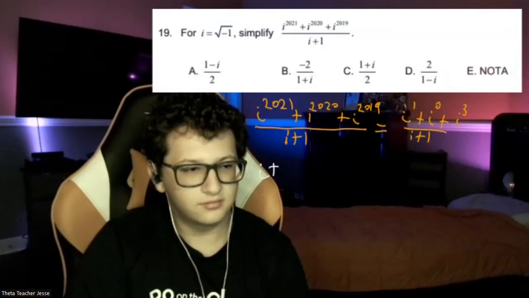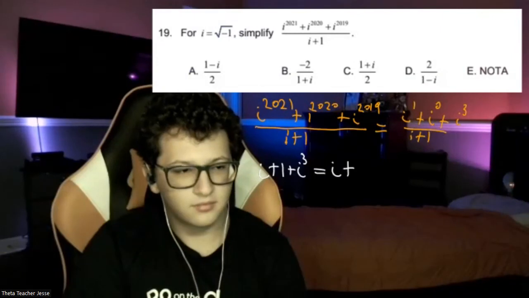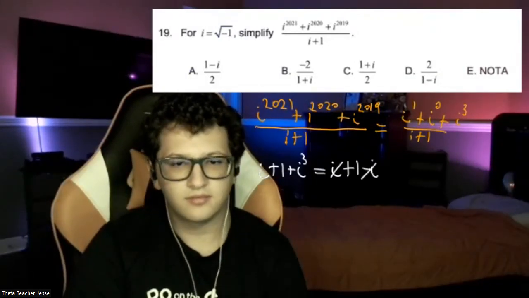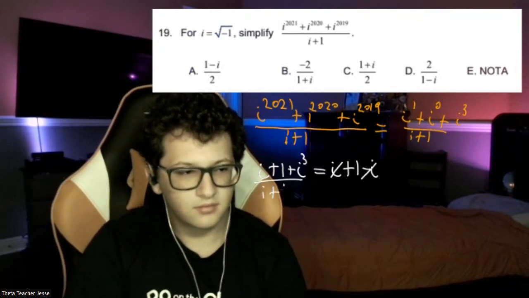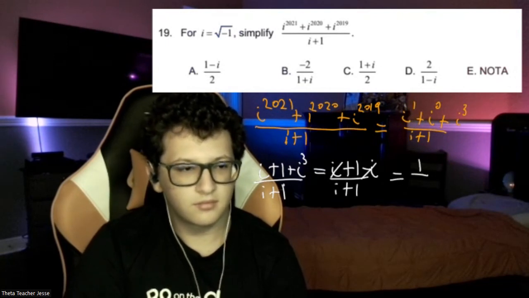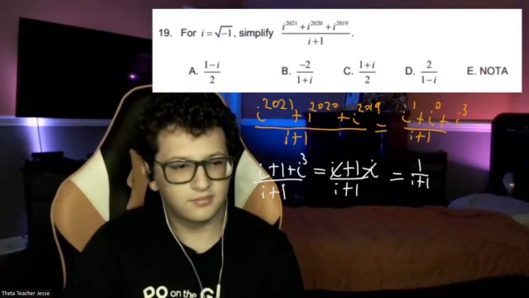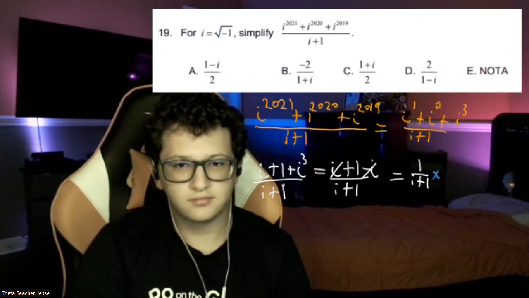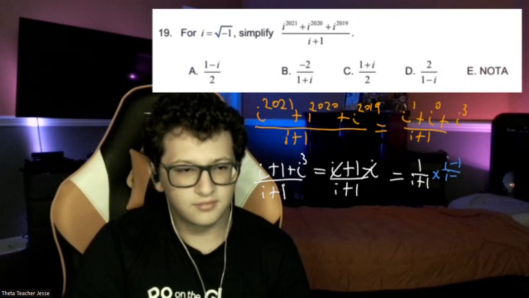Now what's i cubed? i cubed is going to be negative i, because you've got i squared, which is negative 1, and then you multiply that by another i, which gives negative i. So we have i plus 1 minus i over i plus 1. Now we have to conjugate this. We're just going to multiply by the conjugate, which is i minus 1 over i minus 1.